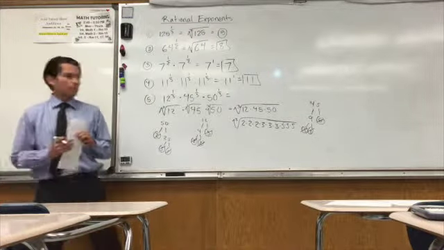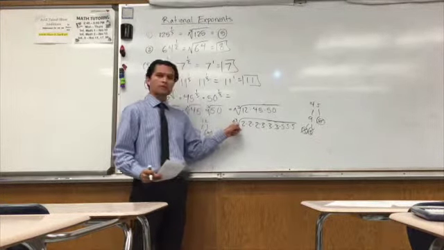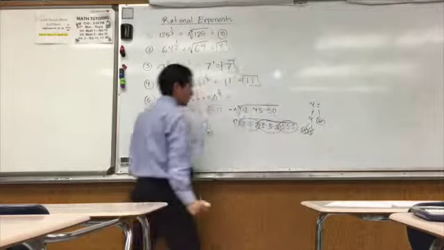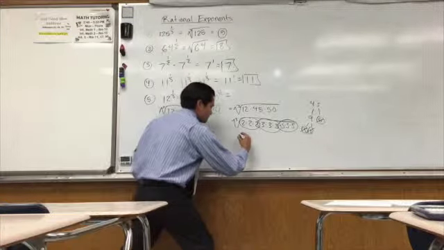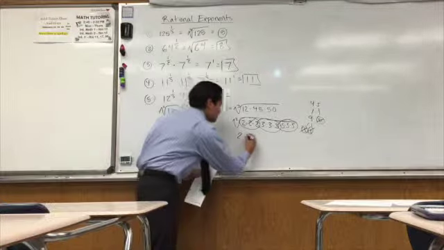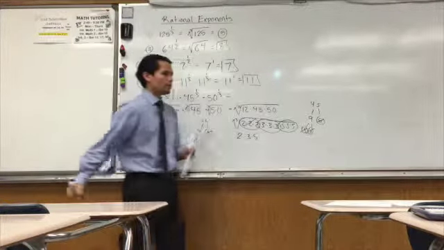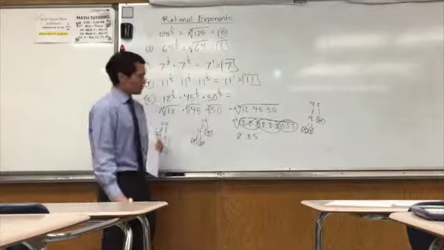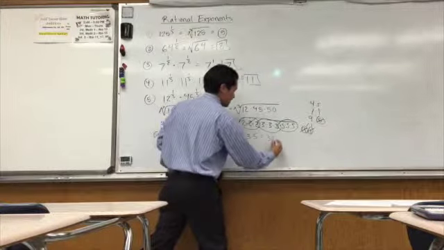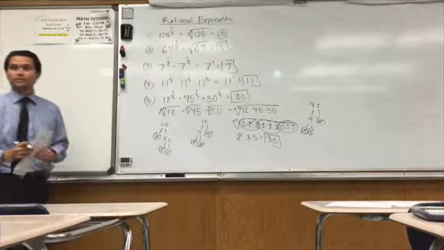Now I can simplify that. Remember, the index determines what you're looking for. You're looking for groups of 3. So there are 3 2's, 3 3's, and 3 5's. How many groups of 2's are there? Just 1, so there's only a single 2. How many groups of 3's are there? Just 1, so there's a single 3. How many groups of 5's are there? Just 1. That's your final answer. Just go ahead and multiply it out. 2 times 3 times 5 is 30. That's your answer. That's an easy one.